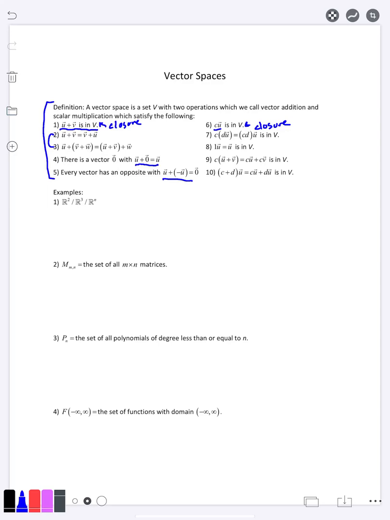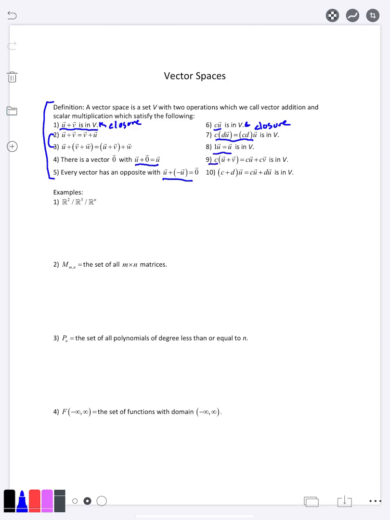If I tell you to travel in one direction, I need to be able to tell you to travel in the opposite direction to get back to where you started from. Over on the right, properties, the number 7 here is the associative property for scalar multiplication. Number 8 says that if you multiply by the number 1, you better get back to what you started with. Otherwise, it doesn't really make sense for us.